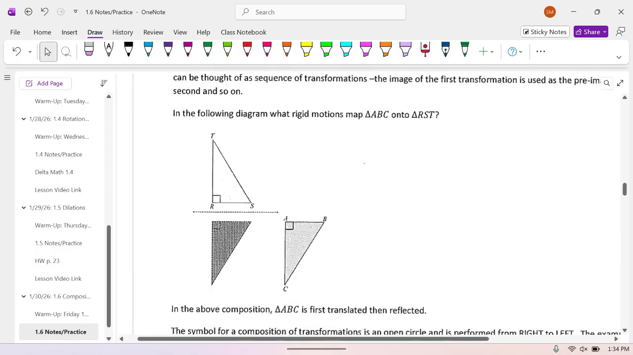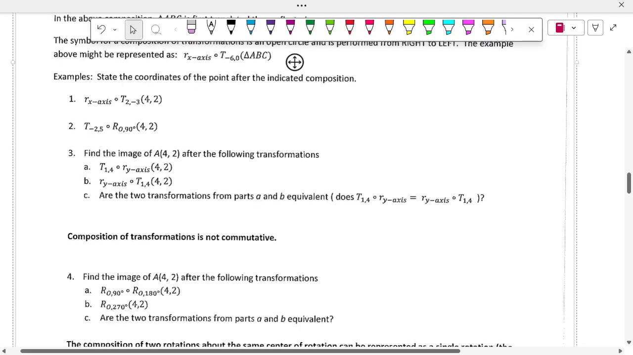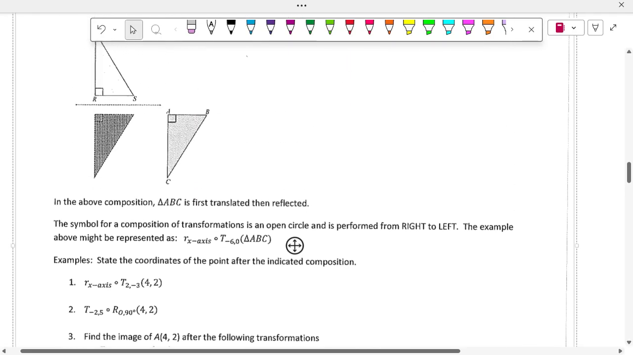So go to page, pretty sure this is 27. So go to page 27.